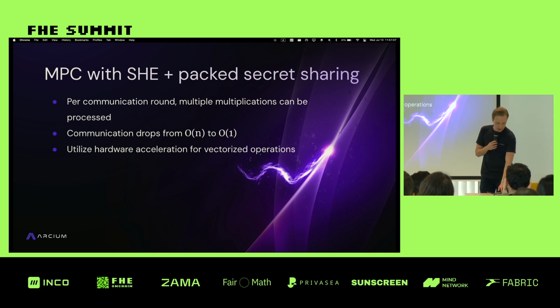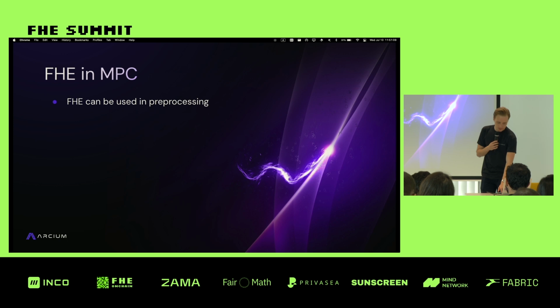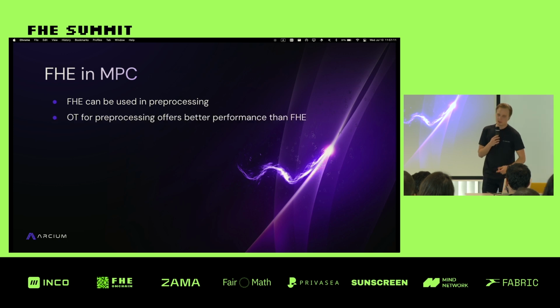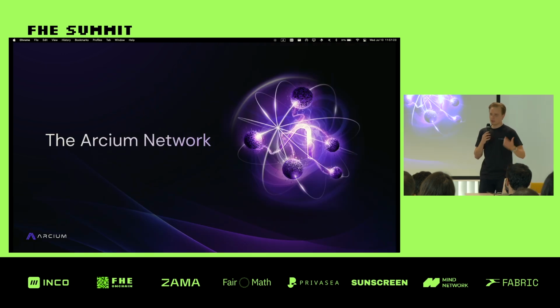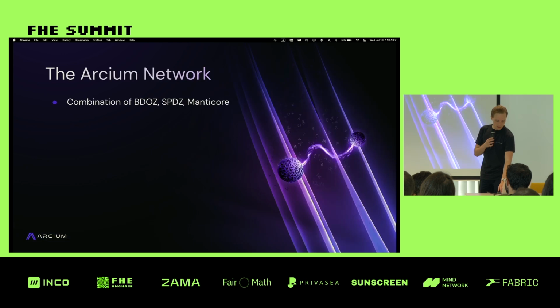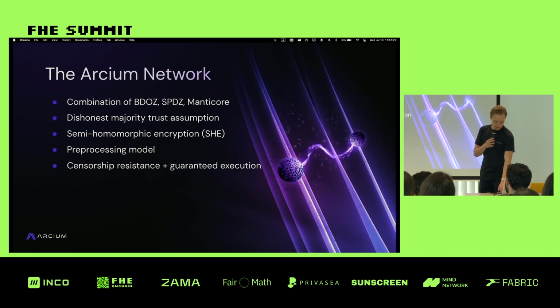FHE can also be used inside of the pre-processing phase, but in most cases, oblivious transfers will be faster in order to generate those Beaver triplets. But yeah, that's the core technology that we're using, and I think I can skip through some of that.